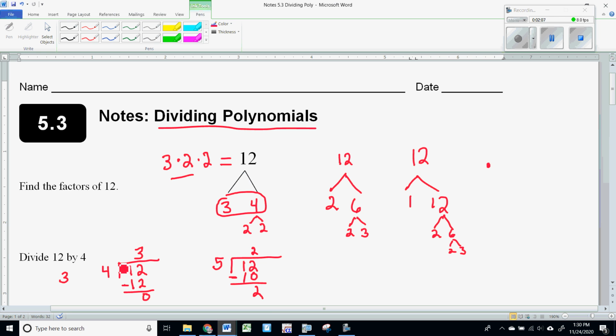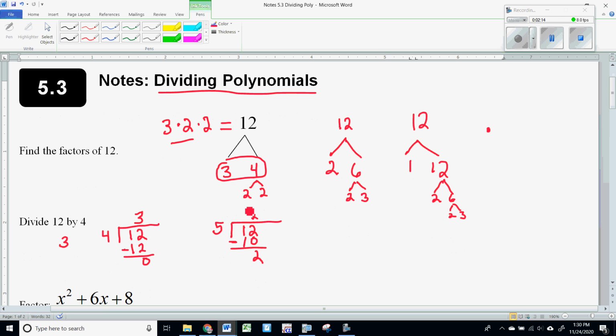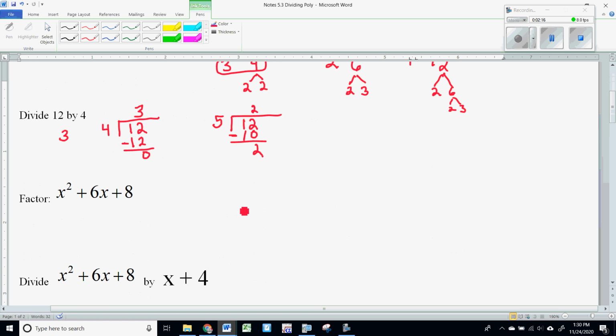Now, we are not going to do long division for polynomials. We're going to have a slick kind of shortcut to help us do this, but we want to try to divide polynomials. So first, let's review something we've already talked about before. Let's factor x squared plus 6x plus 8. We're looking for two numbers that multiply to give us 8 and add to give us 6. It's 2 and 4. So this would be x plus 2, x plus 4.